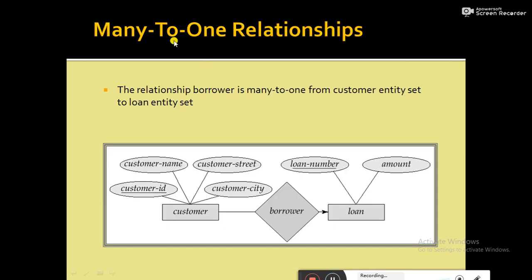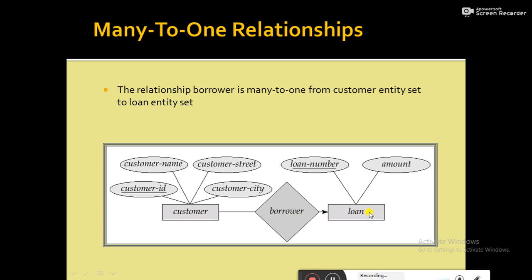Next, many-to-one relationship. Here in that diagram, the relationship set borrower is many-to-one from customer to loan. Why is it called many-to-one from customer to loan? Because there is a directed line from borrower to loan and the arrow pointing towards loan. So the relationship set borrower is many-to-one from customer to loan.